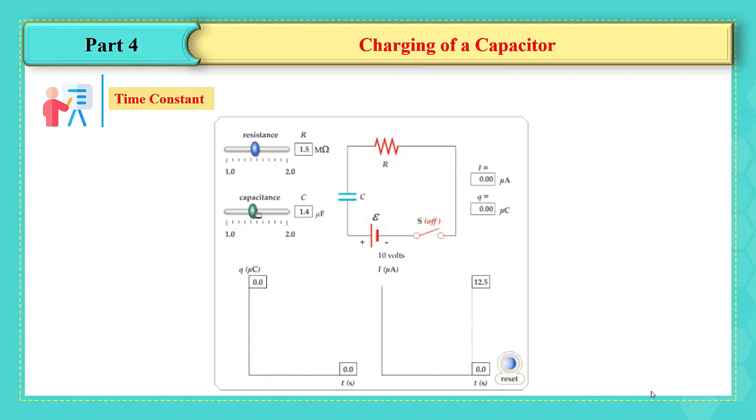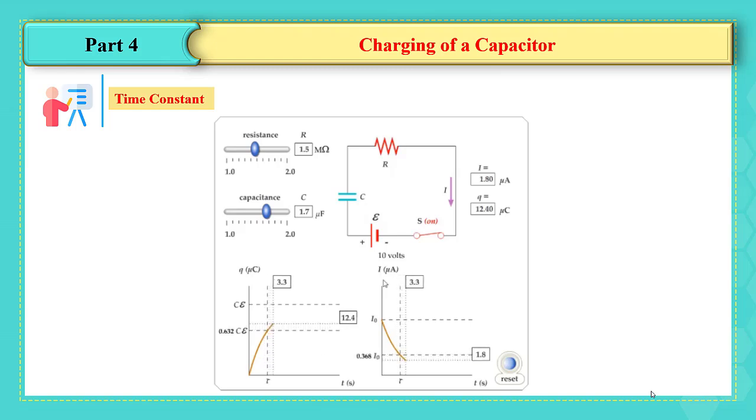I'm going now to keep R 1.5, but I'm going to increase C until it reaches 1.7 microfarad. Close the switch another time, then record the value of tau. As we said, we can see the value of tau from this graph or from this graph. Notice here that the value of tau is equal to 2.6. So, when we increase C, tau also increases.